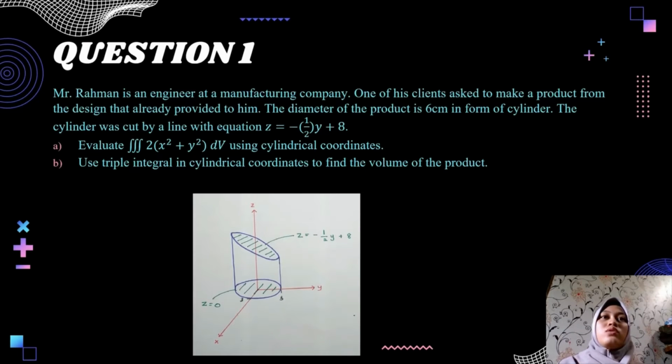So, question 1. From the question, we can see that the diameter of the product is 6 cm, in the form of a cylinder. Then, the cylinder was cut by a plane with equation z equals negative 1/2 y plus 8. So, from the design provided to Mr. Rahman, we convert it into a 3D graph, and this is the shape of the graph.